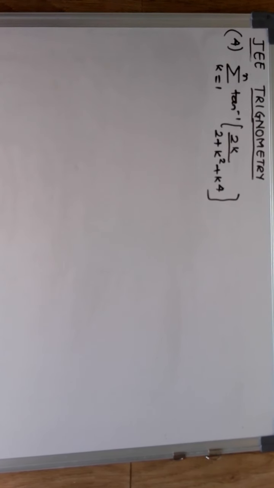Now coming to a special type of question. When I say special, there is something special in that. Here it is the summation of tan inverse of 2k upon 2 plus k square plus k raised to 4, where k takes the value from 1 to n. Agreed?